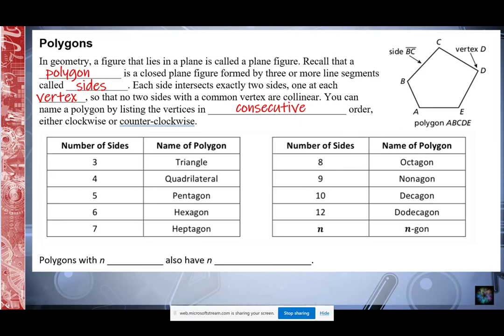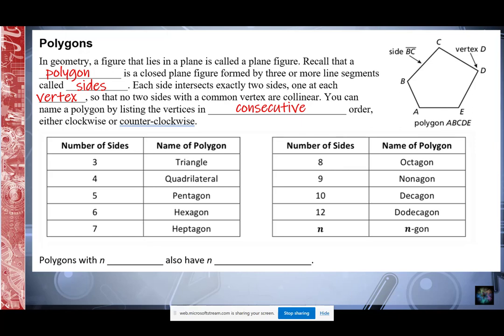10, we do know our decimal system, so decagon. We skip over 11, and then we have 12, which is dodecagon. Some people want to think that's 20, but it is actually 10 plus 2. So it is a 12-sided figure.